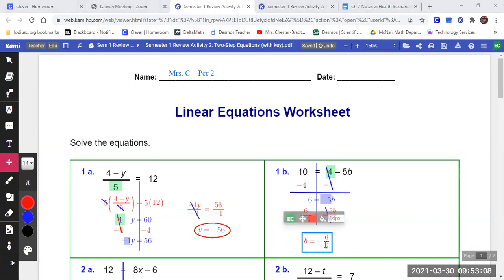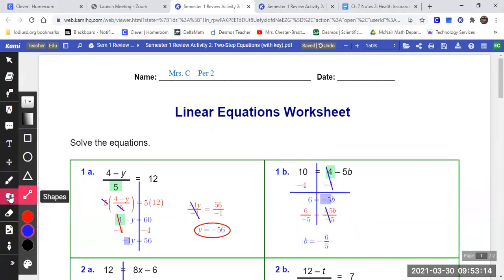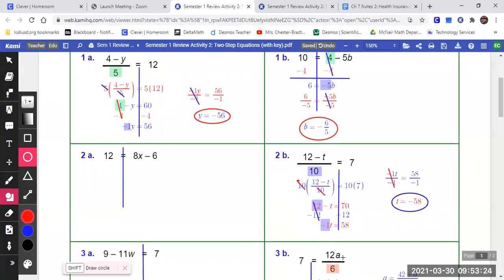Okay. Questions about that one? That was back to a basic one. We did a lot of those last semester, before break.